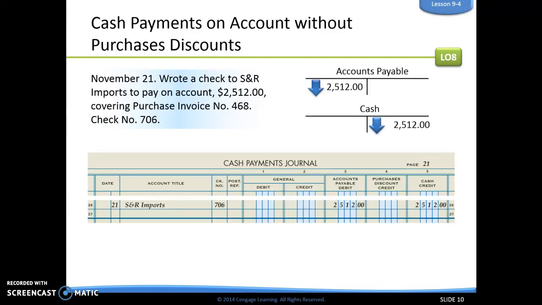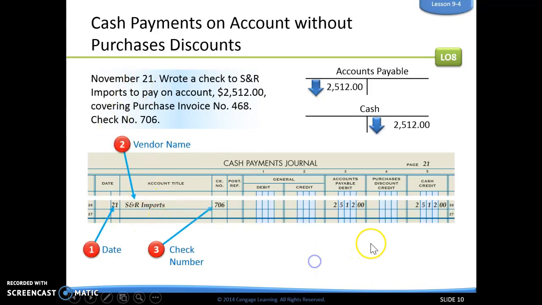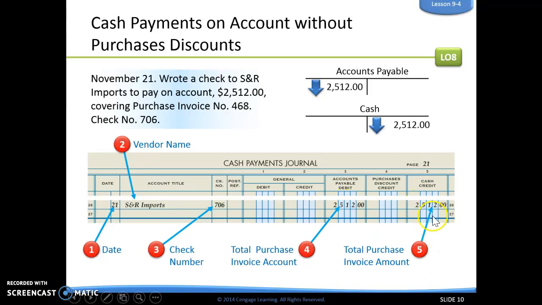So in this case, it's the same thing, except we don't have a discount. So we have our date, we have our vendor name, we have then that debit to accounts payable for the total amount that we owed them. And then we are crediting cash for that full amount as well because we paid them the full amount. And then we write in our check number.